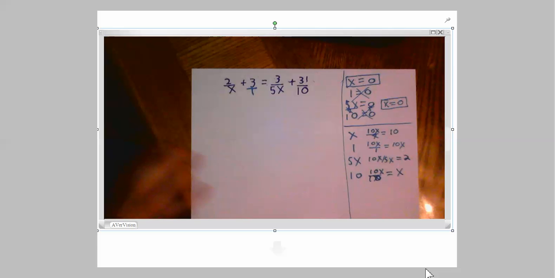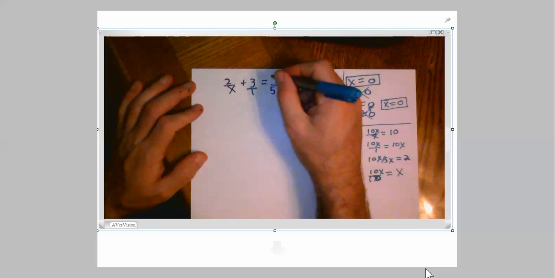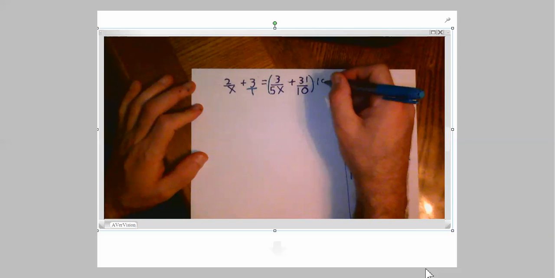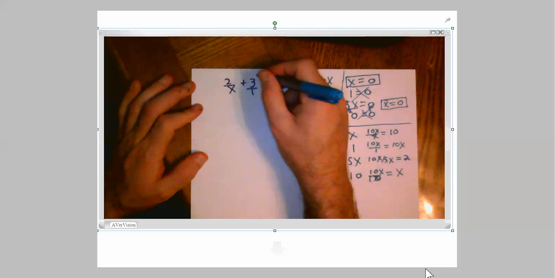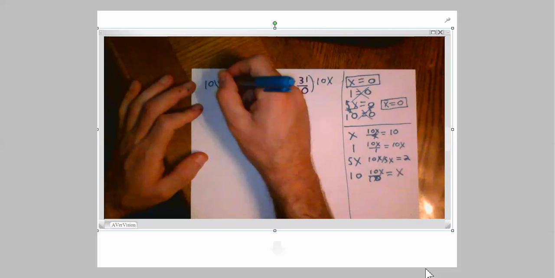So this tells us that each of my denominators divides 10x. So what I'm going to do is multiply both sides by 10x, and that's going to allow me to get rid of these denominators. So I'll multiply 10x over here, and I'll multiply 10x over here.